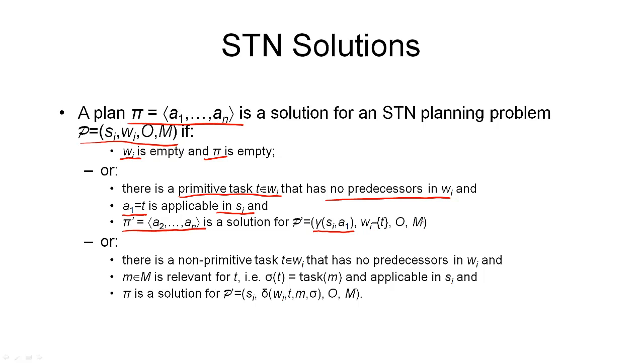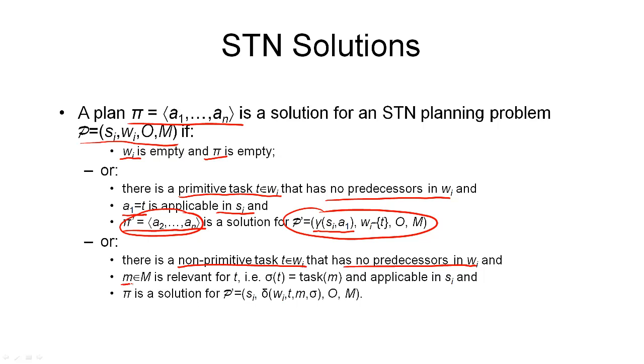So if our slightly shorter plan is a solution for our modified planning problem, then we know that the longer plan is also a solution to our original planning problem. And the third alternative in our definition follows a similar pattern. Now we assume there's a non-primitive task T in our network. Previously it was a primitive task, now we're looking for a non-primitive task that has no predecessors in the network. So we take one of the first tasks, this time it's non-primitive.